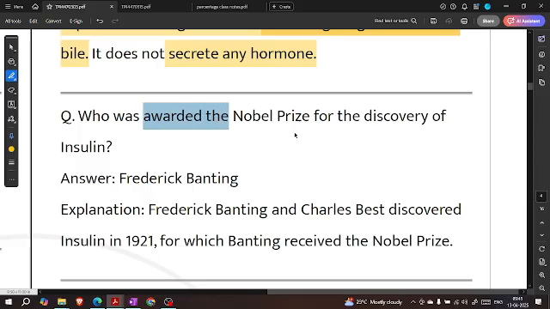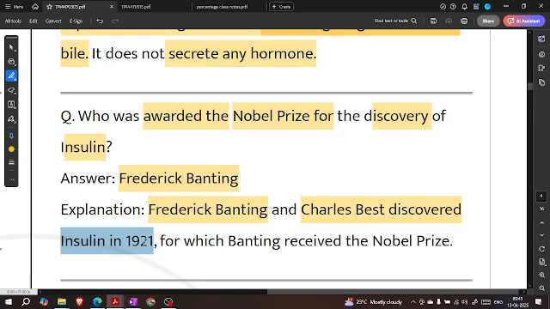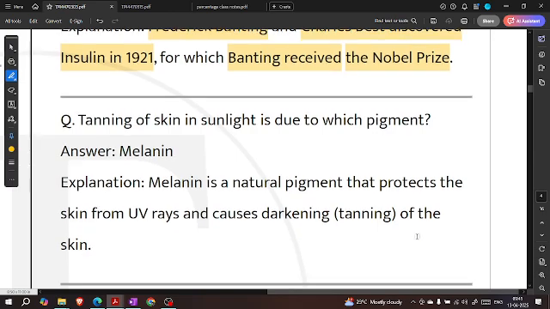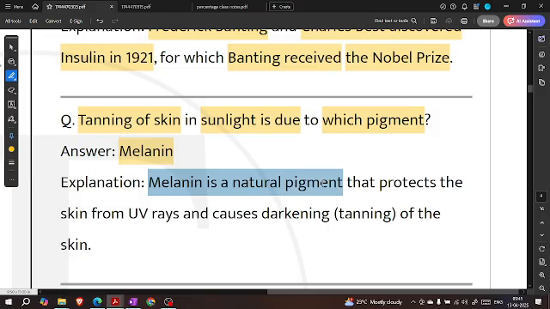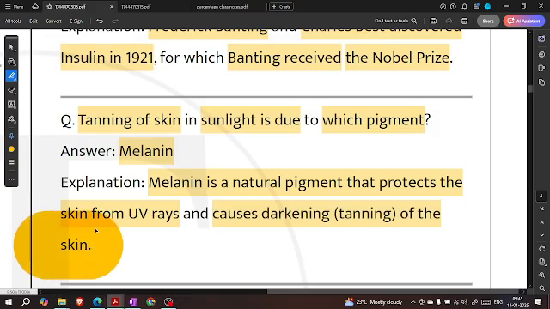Who was awarded the Nobel Prize for the discovery of insulin? Frederick Banting. Frederick Banting and Charles Best discovered insulin in 1921, for which Banting received the Nobel Prize. Tanning of skin in sunlight is due to which pigment? Melanin. Melanin is a natural pigment that protects the skin from UV rays and causes darkening, tanning, of the skin.